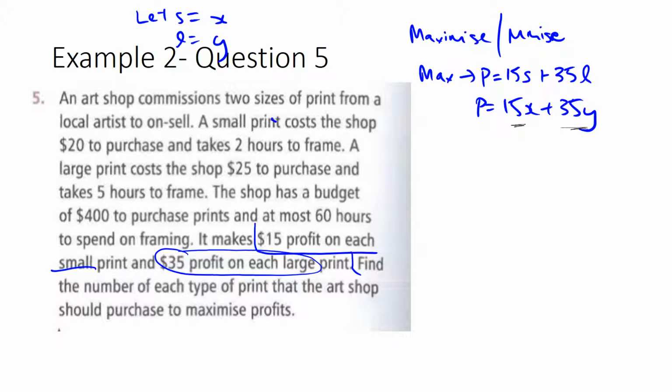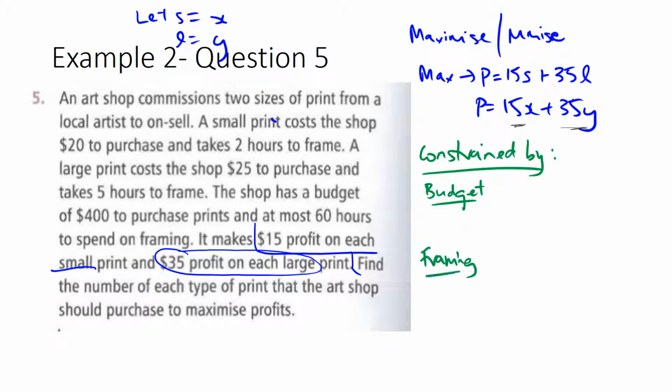The next question we've got to ask ourselves is, what are we constrained by? A small costs $20 to purchase and 2 hours to frame, and a large one costs $25 and 5 hours to frame. Yep, but that's not a constraint. They're going to form part of it. What are we constrained by? We are constrained by the budget, and 60 hours spent on framing. That's what I want you to be able to produce to me, like budget and framing.